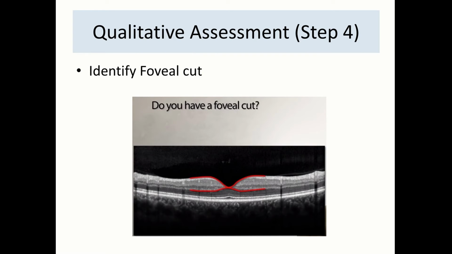Then assessment of quality, step 4, you identify the foveal cut. In the slice, do you have a foveal cut? That means, is the fovea present in this? The reason it might not be present is, first, that it did not show in the slice which you took, or second, that the foveal retina has been so distorted that it is difficult to find a foveal cut.